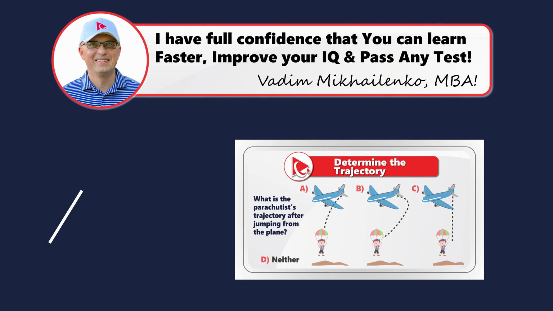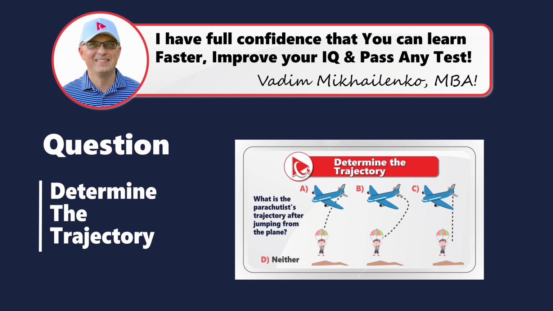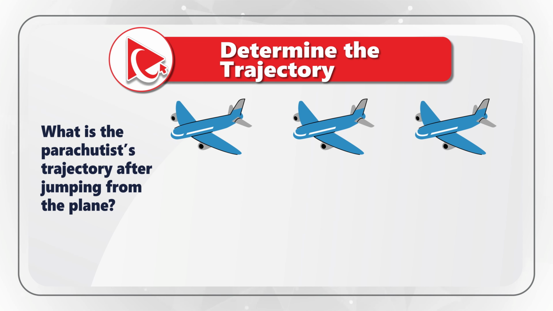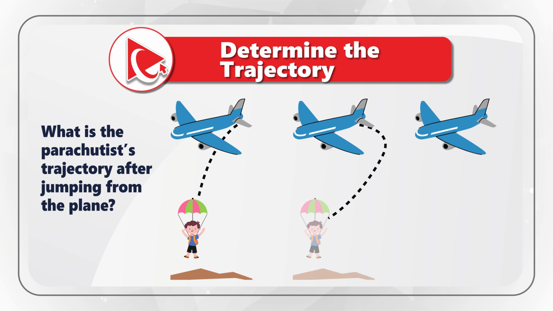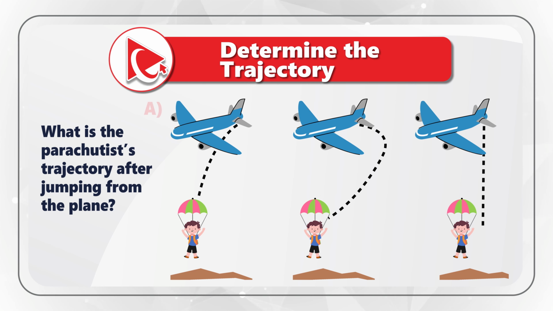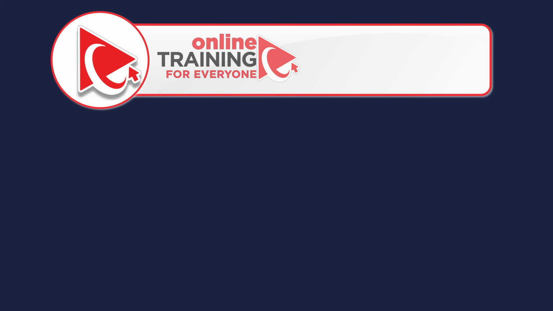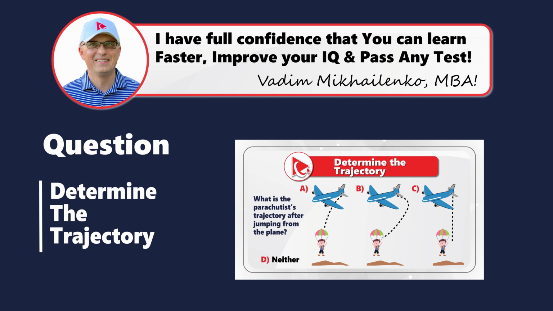Let's look at the question where you need to determine the trajectory after a parachutist jumps from the plane. Obviously, based on the wind and other external conditions, there would be multiple possibilities, but fortunately, you need to select only one out of 4 possible choices. Choices A, B, and C. And if none of the choices A, B, and C is correct, you need to select choice D, which would represent neither one. Take a close look to see what the parachutist's trajectory is after jumping from the plane. I have full confidence in your skills and knowledge, so I'm moving forward to share with you my version of the answer.